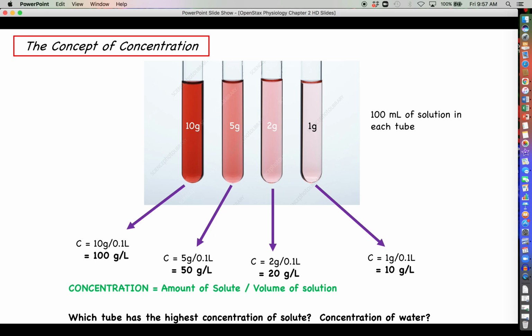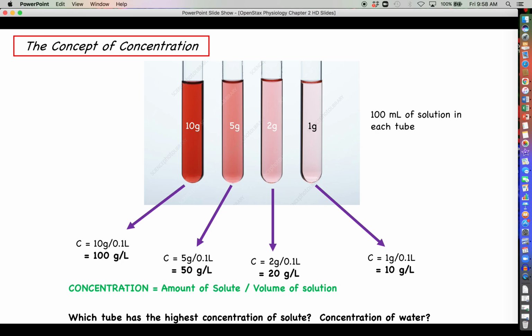The idea here is that the more stuff is put into a solution, the lower the percentage of that solution that is made up of water is going to go. So from left to right, tube A has the lowest concentration of water because it has the highest concentration of solute. Tube D on the right has the highest concentration of water because it has the lowest concentration of solute.